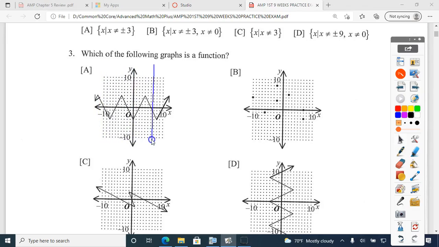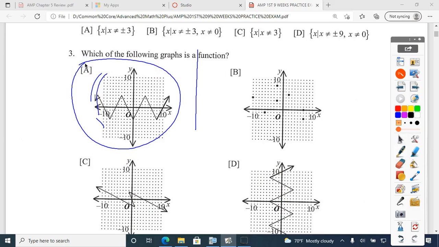You can only touch the graph in one spot, no matter where you put the line. So A looks good. B would not be correct because of those 2 points right on top of each other, so it would be touching 2 times. Down here, anywhere in between, it's touching 3 times, so that would not be a function. And this one touches a lot of times, so it's not a function. My answer will be A. That one is the function. Moving on to the next page.